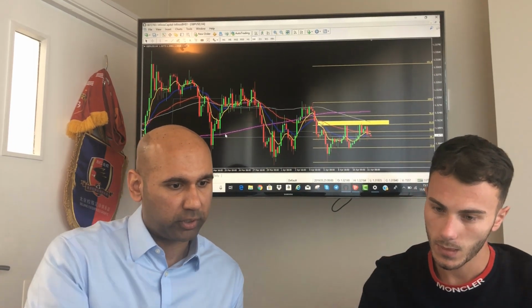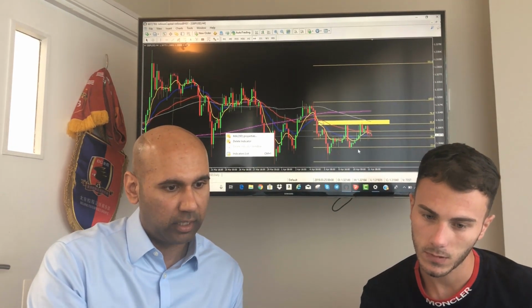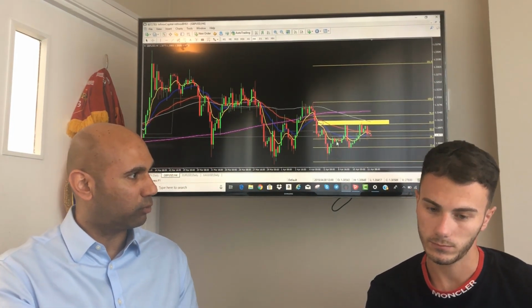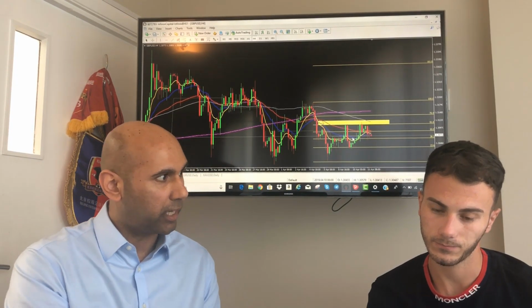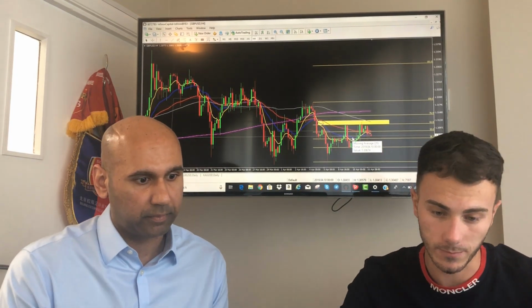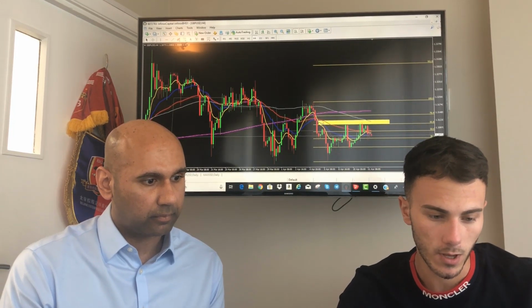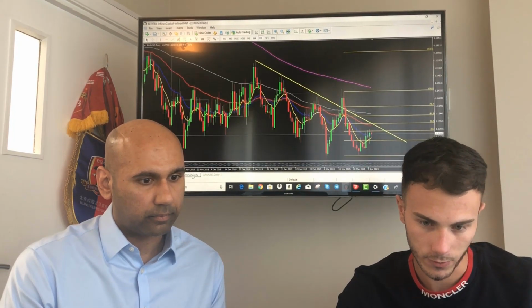Just a point to tie in with what you were saying here. On the 23.6 level, which you've identified, that's actually quite a strong support level as well. We've seen time and time again buyers come back in here, so it ties in with analysis as well. Brilliant. So pound dollar. My next one was euro USD.